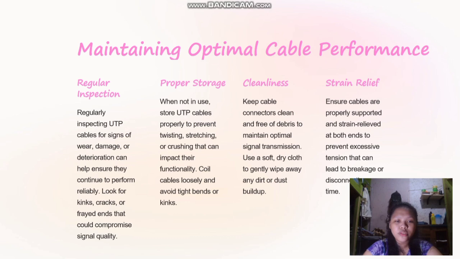Proper storage. When not in use, store UTP cables properly to prevent twisting, stretching, or crushing that can impact their functionality. Coil cables loosely and avoid tight bends or kinks. Cleanliness. Keep cable connectors clean and free of debris to maintain optimal signal transmission. Use a soft, dry cloth to gently wipe away any dirt or dust buildup.